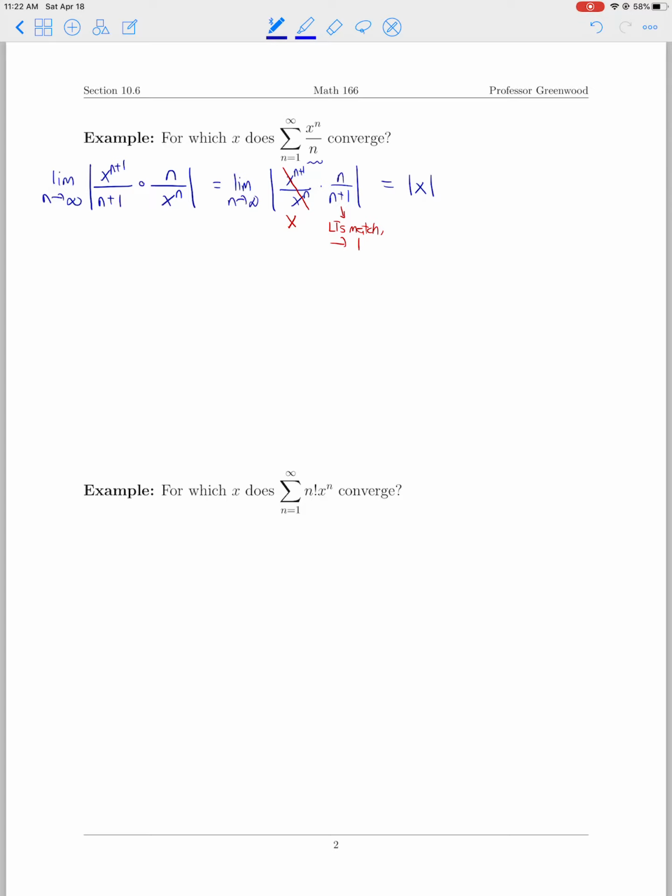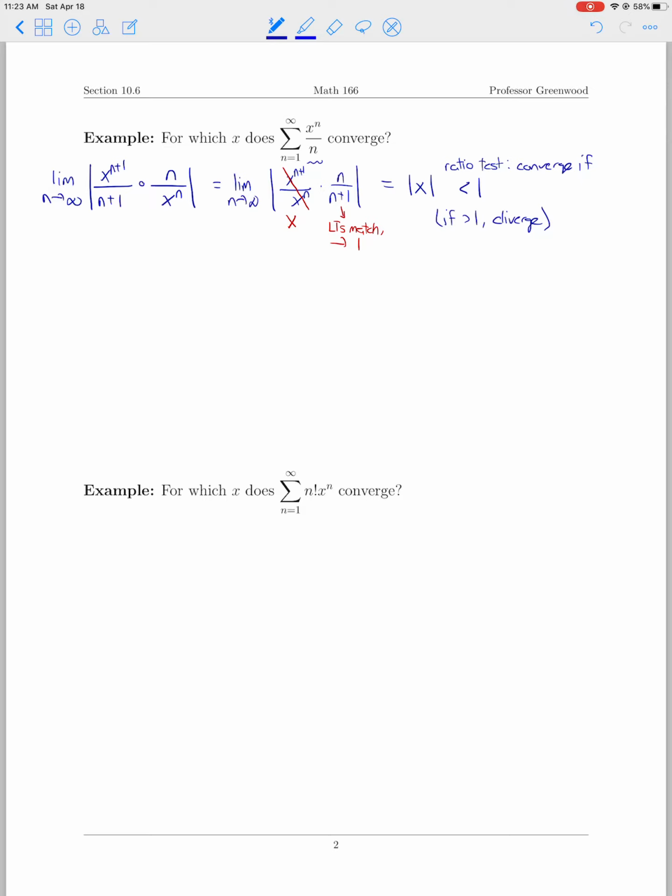And then the ratio test says that this will converge if it's less than 1. And so we also know that if it's greater than 1, then it's going to diverge. So that tells me most of the possible values for when this converges or diverges, because now I know if x is between -1 and 1, it converges, and if x is outside of that range, then it diverges.